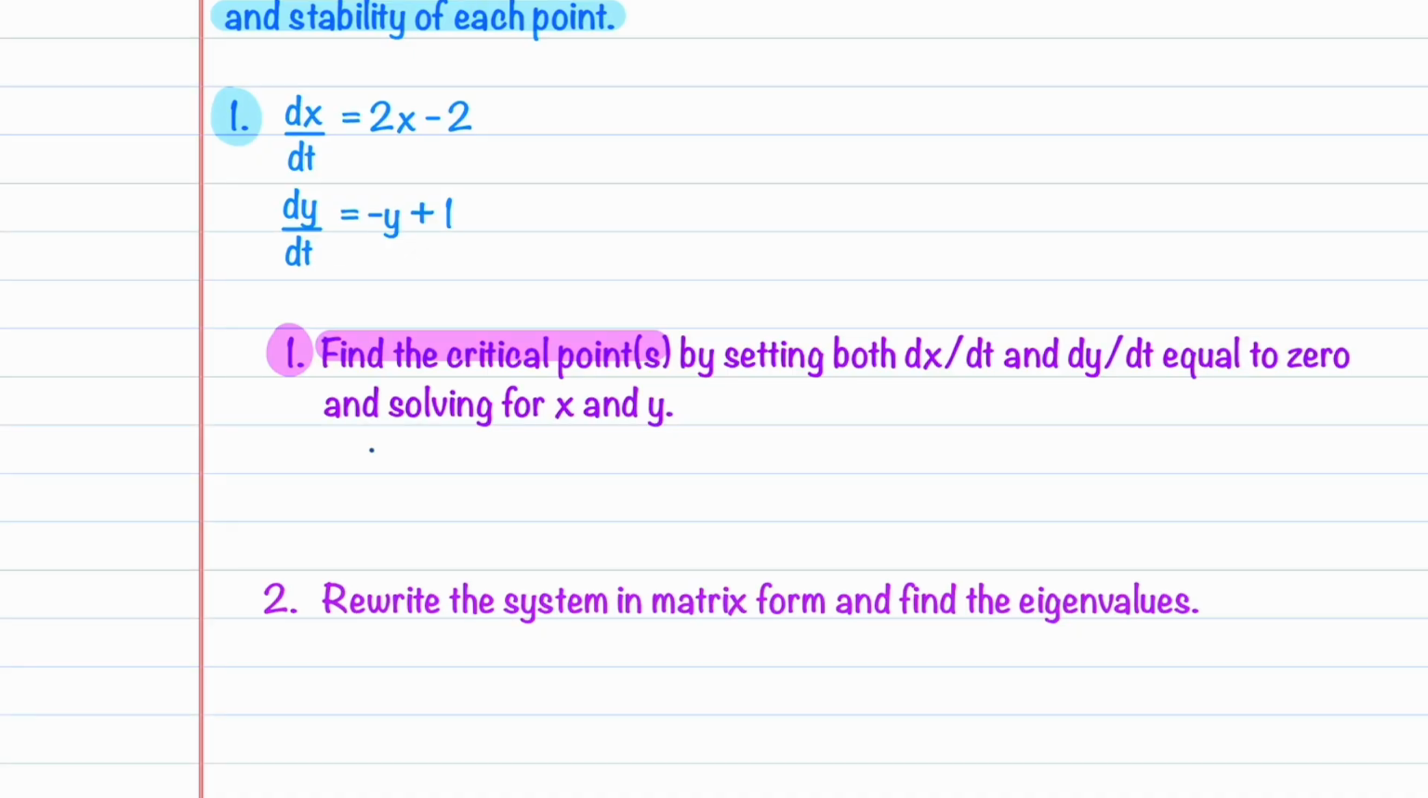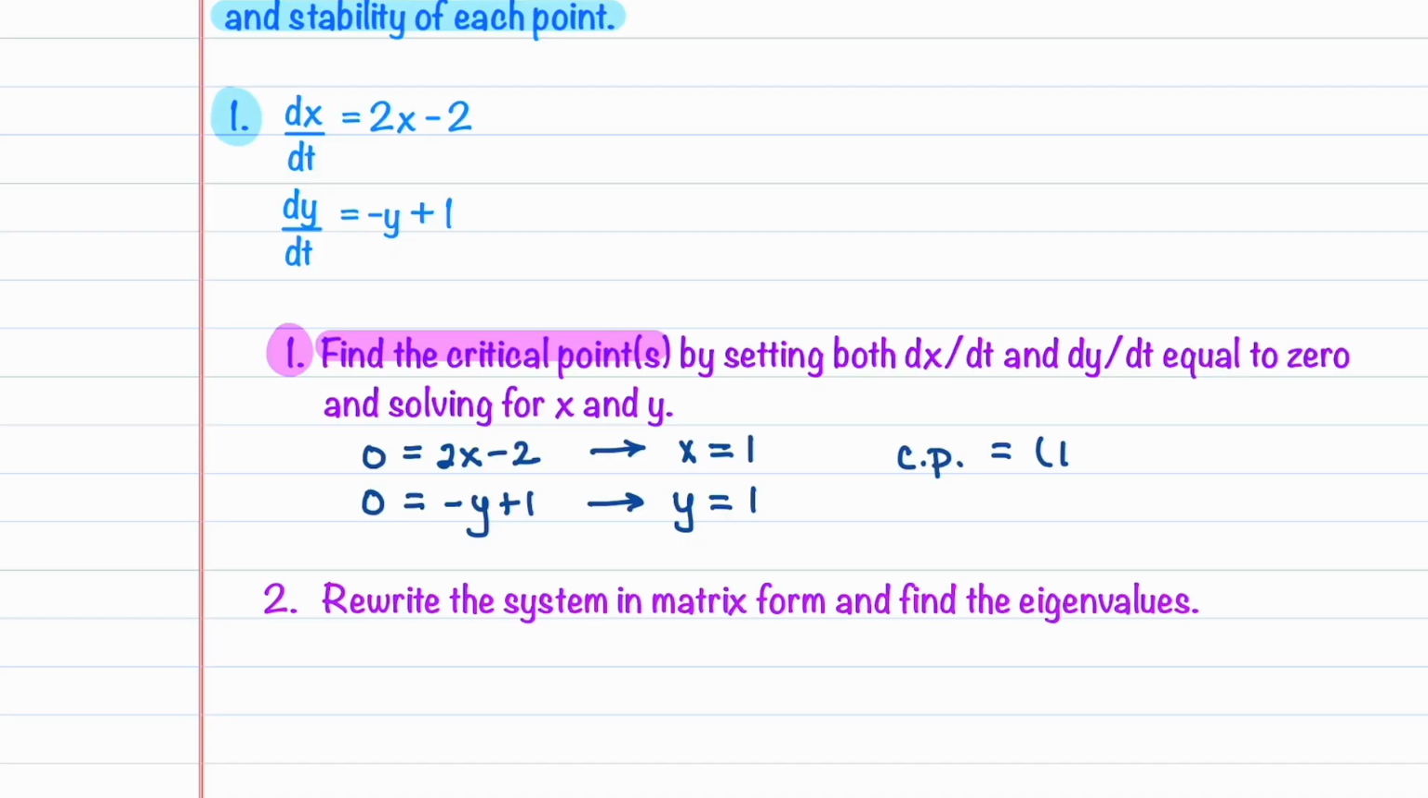dx/dt is 0, so we have 0 is equal to 2x minus 2, and then we'll set dy/dt equal to 0, and that gives us minus y plus 1. Solving our first equation, we get that x is equal to 1, and then our second equation also gives us that y is equal to 1. So we know that our critical point is the point (1, 1).